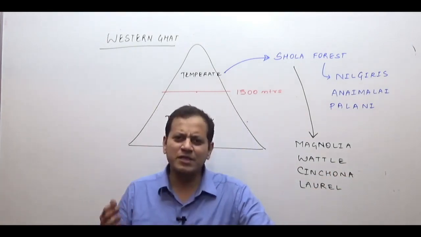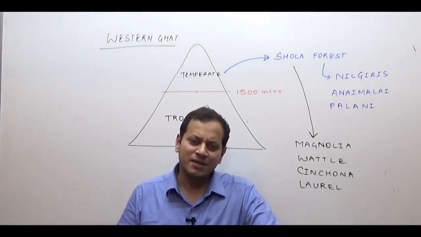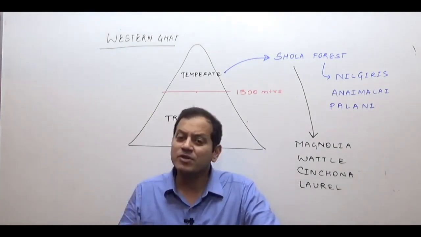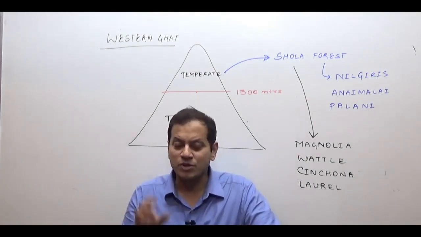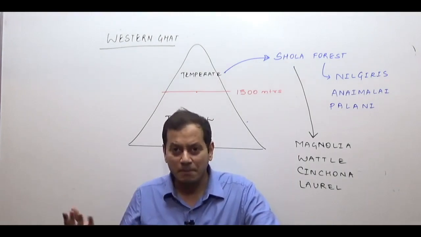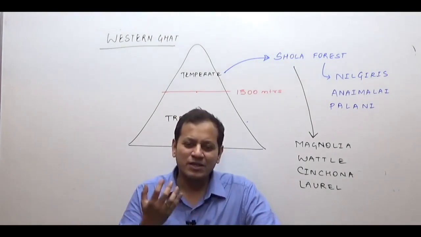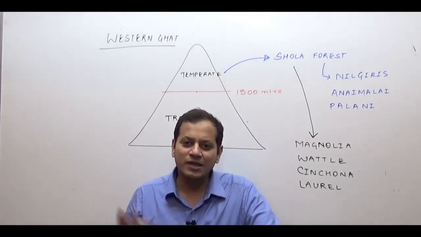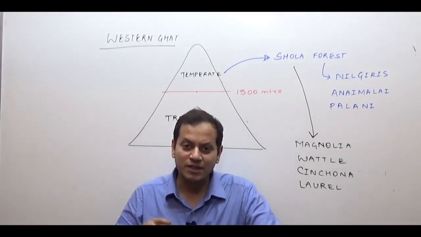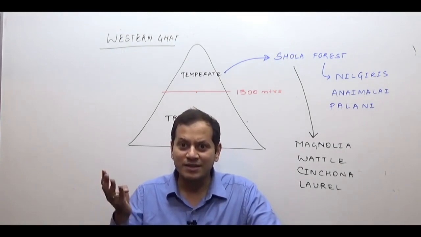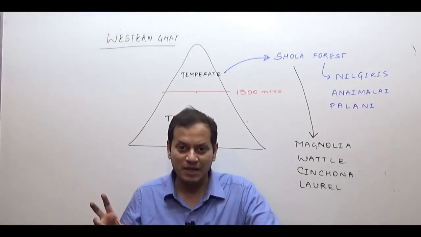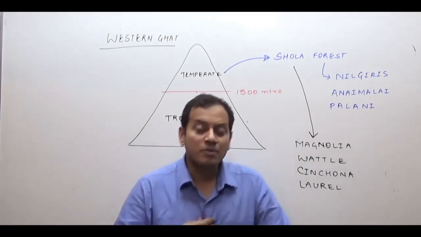You try to revise it once, twice. In the examination, if you revise it more than 3 times, it will stick, because again, you have to choose from the options. You do not have to fill in the blanks. So, Magnolia, Cinchona, wattle, laurel, remember in the Shola forest. What are the Shola forests? Temperate forests of the Western Ghats region. Chestnut, walnut in the Himalayan region. Deodar is the endemic species of the Himalaya. Okay, so this is all about the mountain forest.